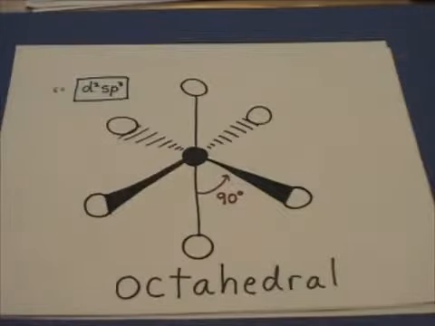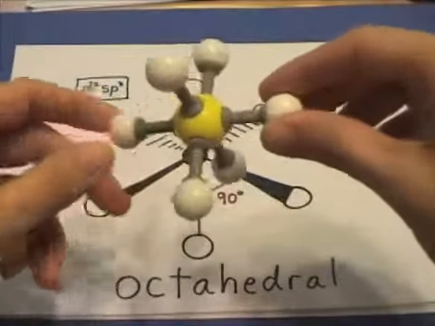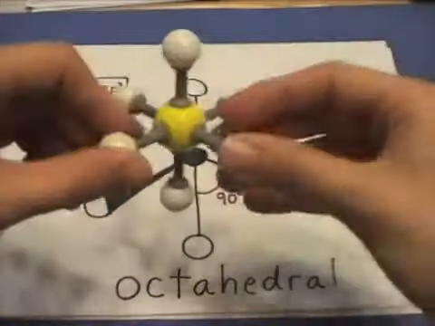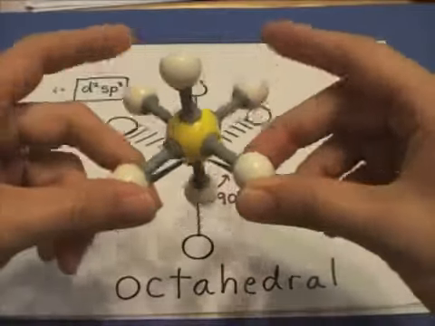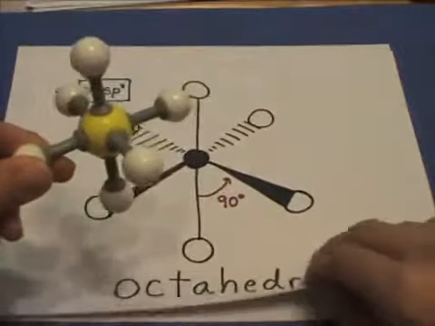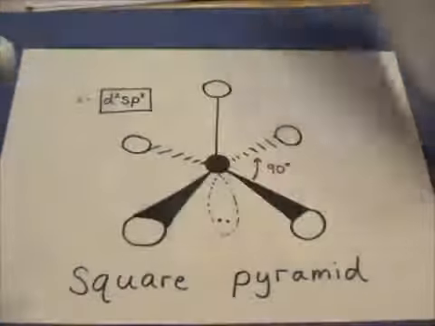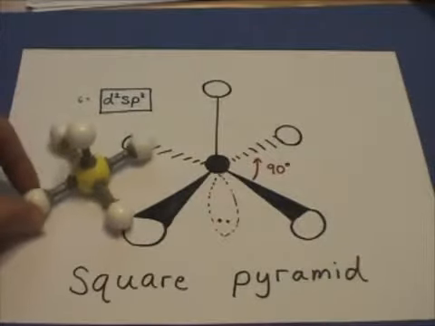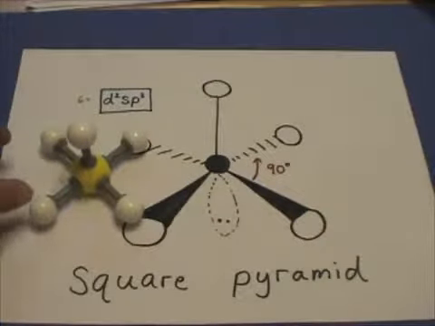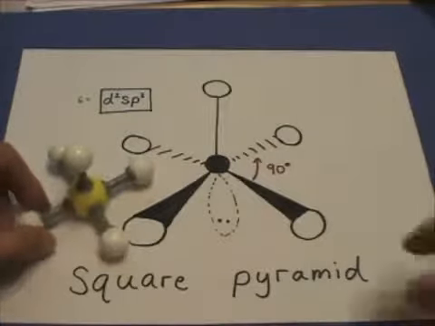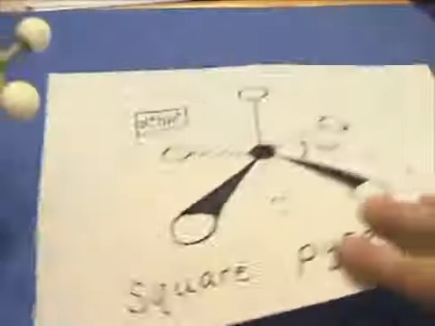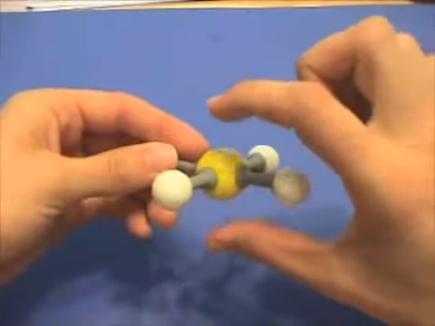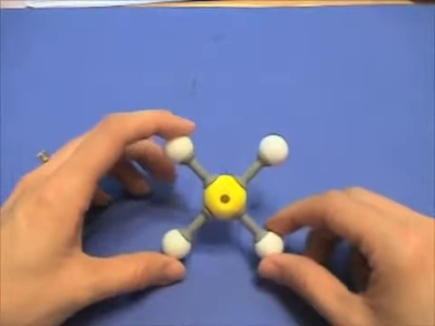6 sigma bonds is d2sp3 hybridized, so 2, 3, 4, 5, 6, that adds up to 6, we're good. Octahedral, 90 degree bond angles. If one of these sigma bonds is a lone pair of electrons, then it's also d2sp3 hybridized, but it looks like this with a square pyramid. And if you have 4 sigma bonds and 2 lone pairs, this is square planar.